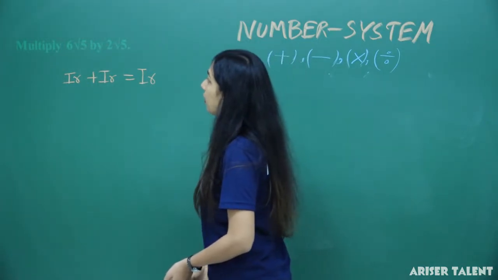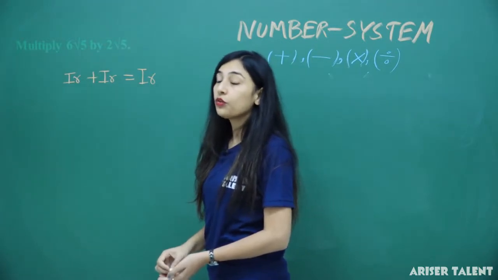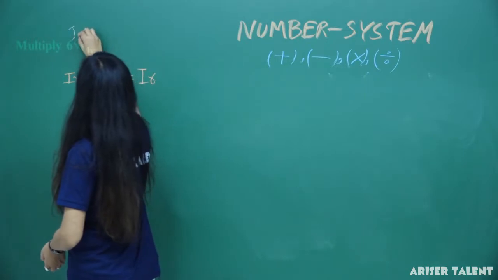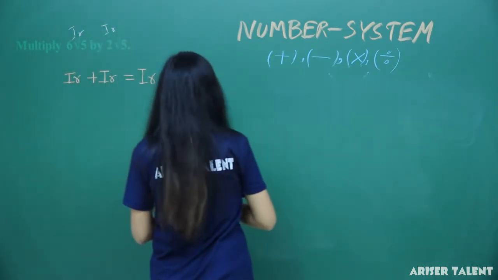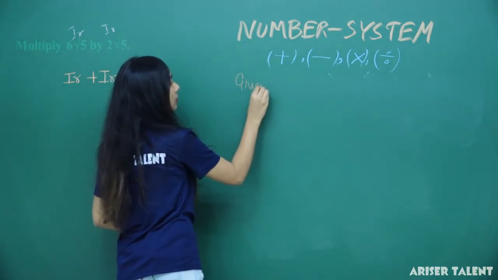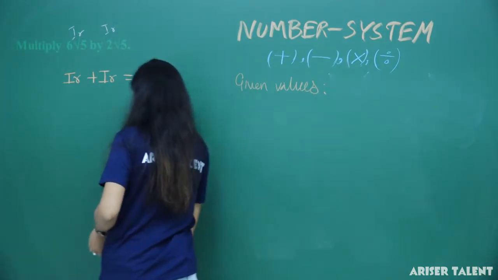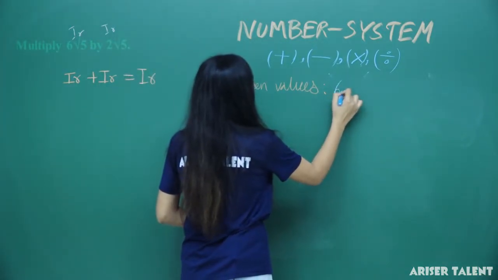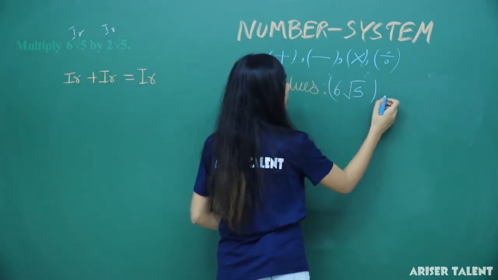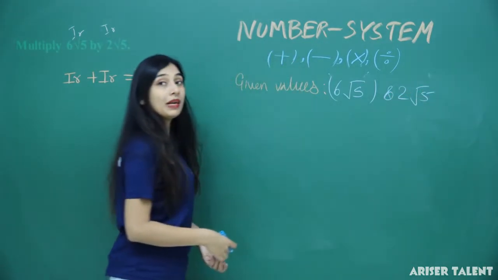Multiply 6 root 5 by 2 root 5. You have to multiply an irrational number with another irrational number. So, basically the given values are what? 6 multiplied by root 5, and the second value is 2 root 5. So, you have to multiply them.